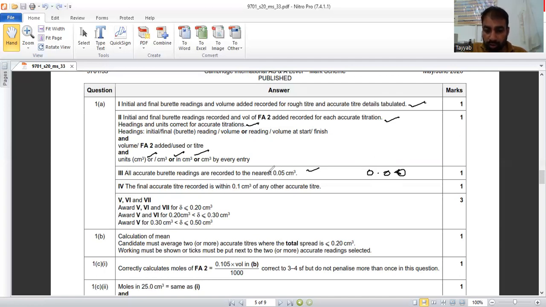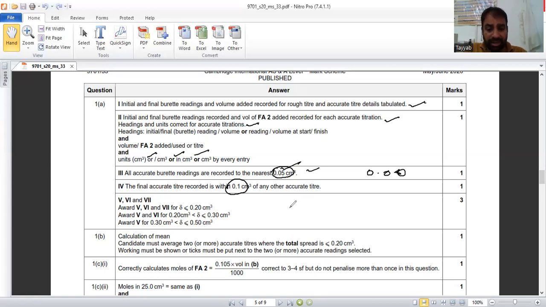as we have to show it in this form, 0.00. Every apparatus has its minimum reading, its least count. The least count of a burette is 0.05 centimeter cube. So our writing, our description should include this specimen. And the fourth point is that the final accurate titer recorded is within 0.1 centimeter cube. Actually, this is the mistake which I was showing you in the last picture.